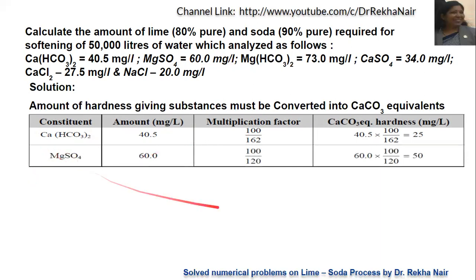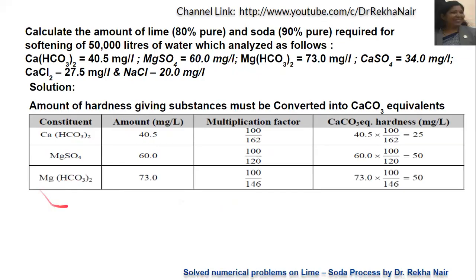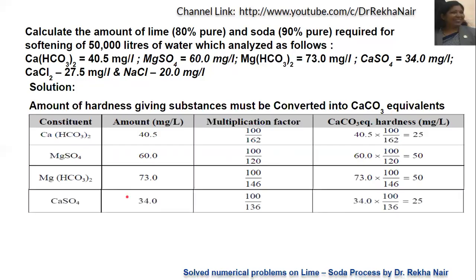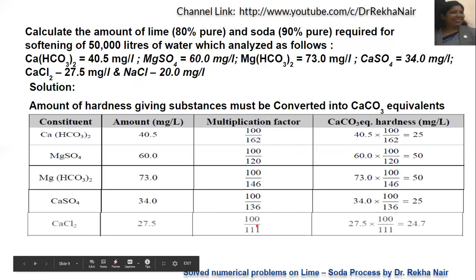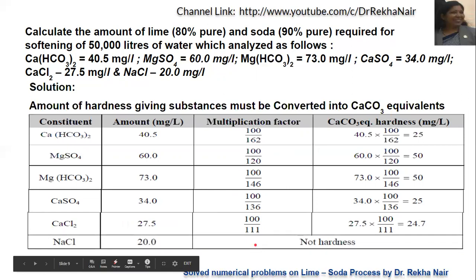Magnesium sulfate, again, the multiplication factor is 100 upon its molecular weight. Magnesium bicarbonate, 146 is the molecular weight, so 100 upon 146. We can calculate CaCO3 equivalent hardness by multiplying it with 73, which is nothing but the amount. Calcium sulfate, again we can divide it with molecular weight. For calcium chloride, the multiplication factor is 100 upon 111. Sodium chloride is not a hardness.